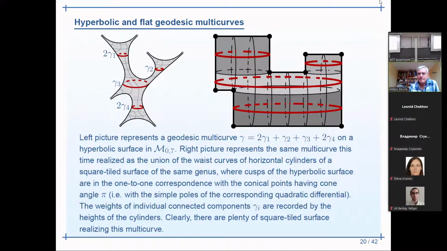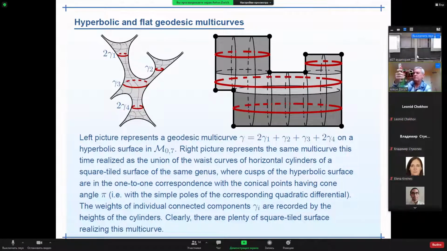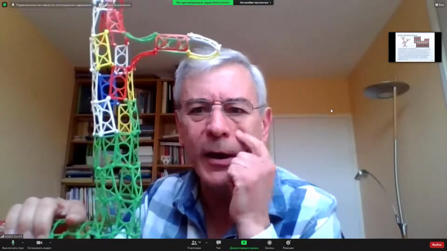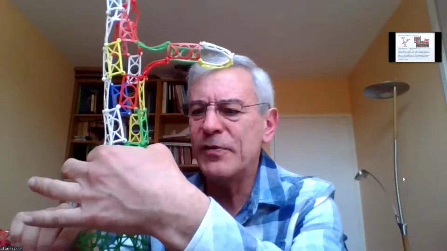Sorry, I'm not quite sure. I understand how you see the multiplicity of a geodesic on the right picture. On the right picture, we first decompose the surface into cylinders. So when I have a square tile surface, it's decomposed into cylinders. For example, I have this cylinder. I count how many bands. I have one band here, then one more band here, one more band of squares here, one more here. So I just count the number of horizontal bands which I use. So the height of the cylinder.